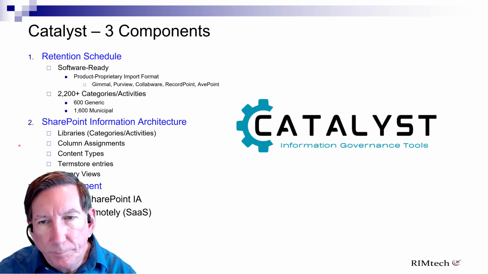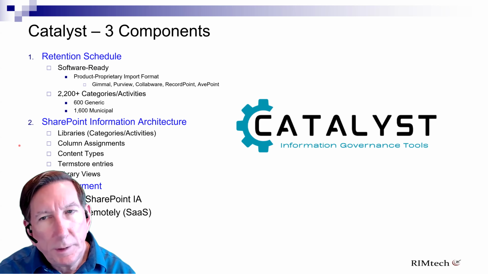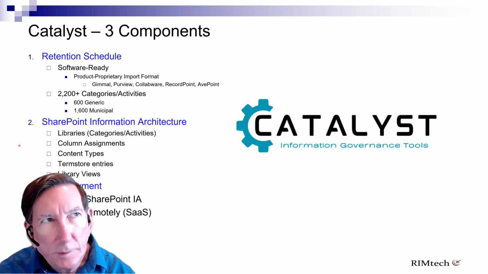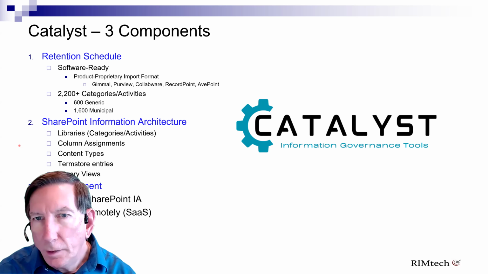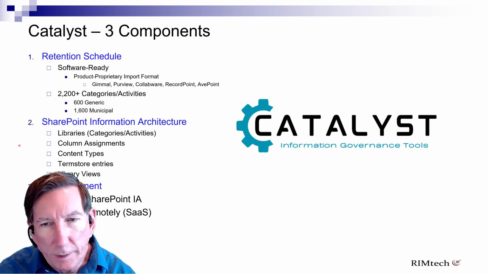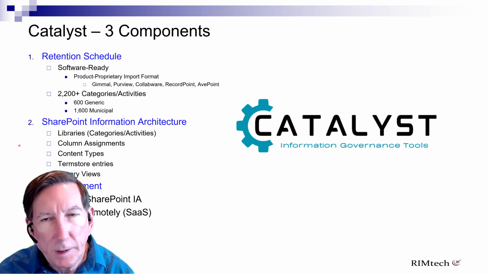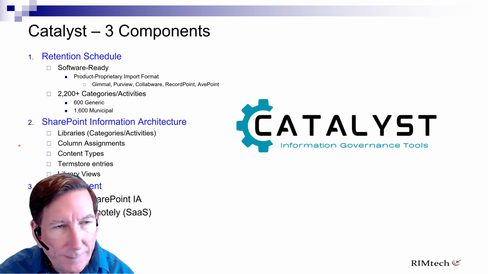Number 3 is a tool to deploy that SharePoint information architecture. As a tool, a utility, you don't see it, you don't touch it. We run it remotely. So you say to us, here's our tenant and our site. Please build your EDRMS at that site.